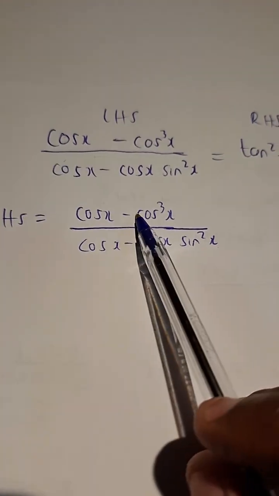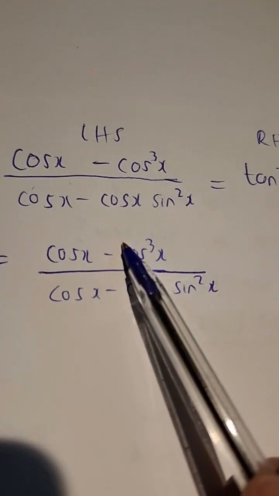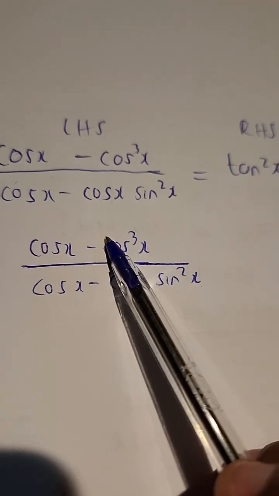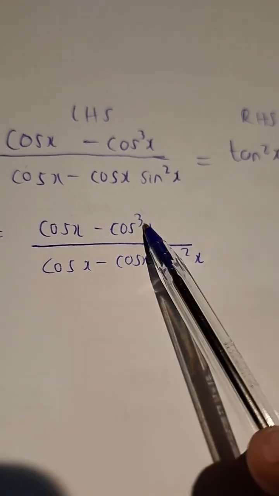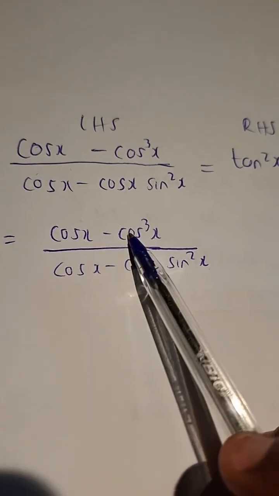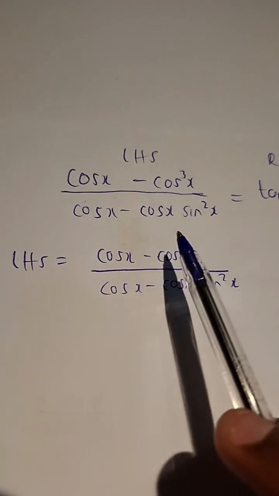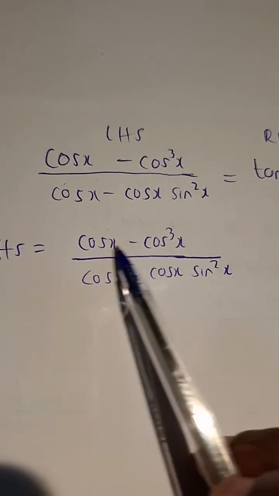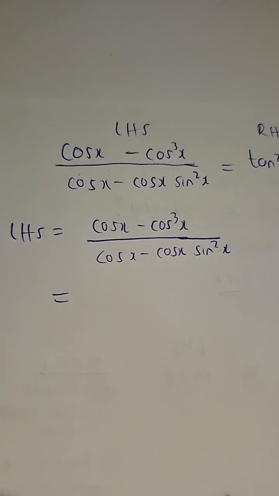In the numerator, simplification. Is there a simplification that we can apply in the numerator? Definitely not. No addition and subtraction of like terms. These are not like terms. There's no fractions. There is no reduction formula. So basically no simplification. So we move on to the second strategy, factorization. Is there a type of factorization we can apply in the numerator? Yes.